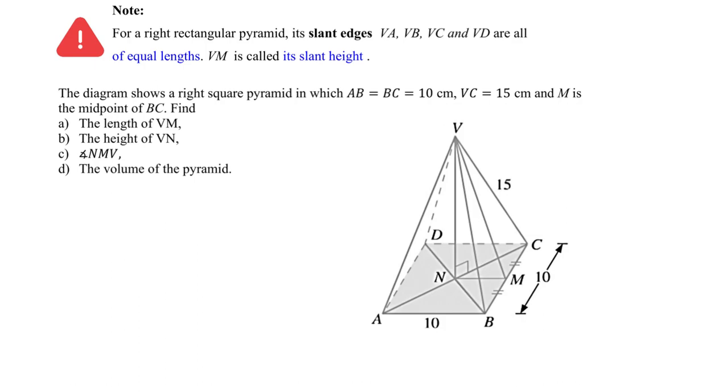Now at this point in time, it is important to take note that this length VM is actually the slanted height. So it is actually the height of the triangle face. And so for this particular question, we are given VC. So I'm going to turn our attention to this VC now, and this green color triangle here.